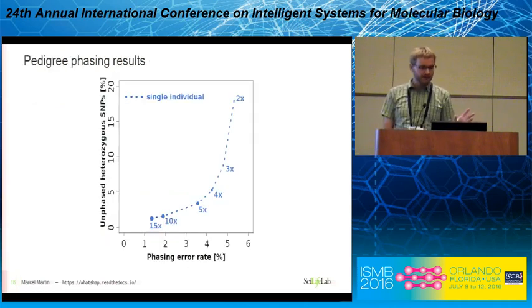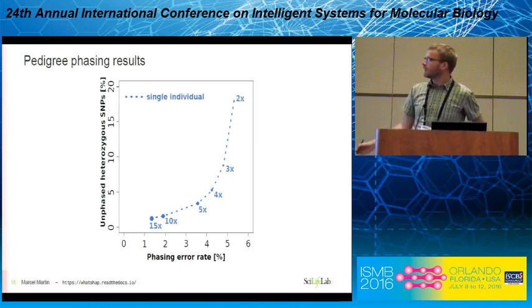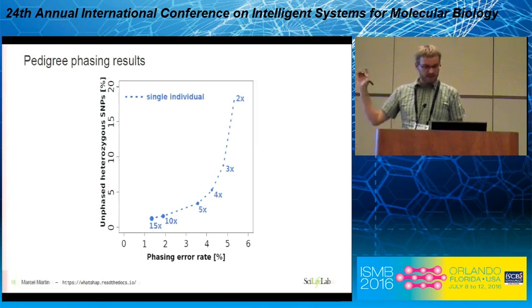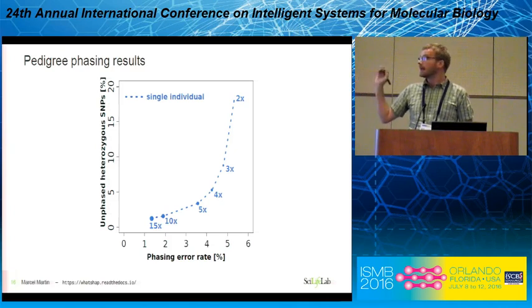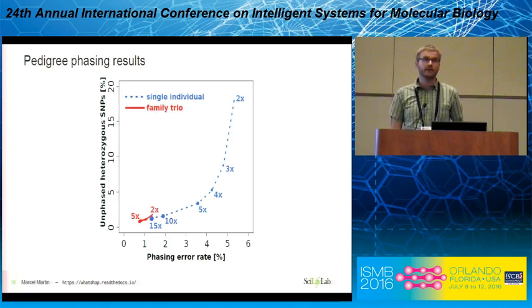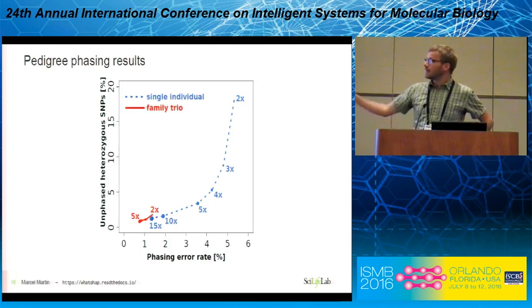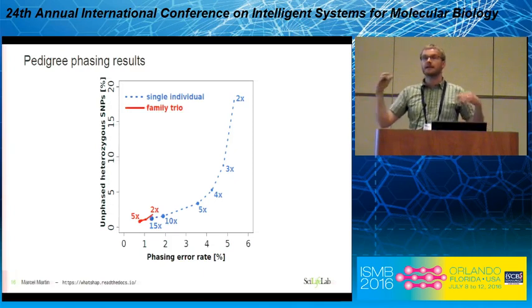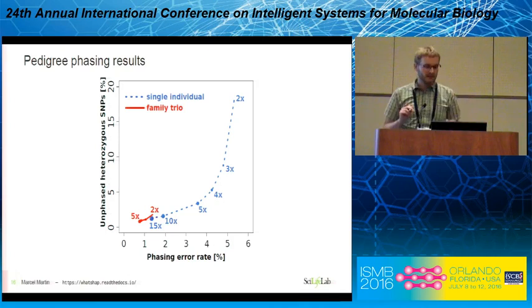So very briefly, the results for this. Similar picture as before, we have different coverages for a single individual. Again, we want to be on the bottom left. This is the performance for a single individual. And if you now switch on pedigree phasing for a family trio, you get much better phasing results at lower coverage, so you get more for your money.